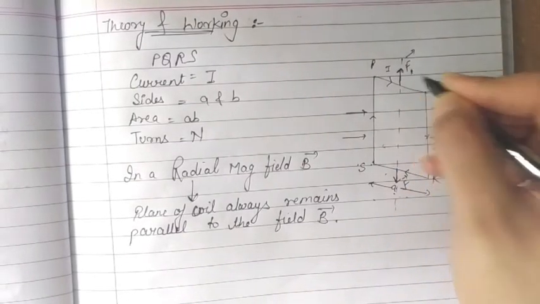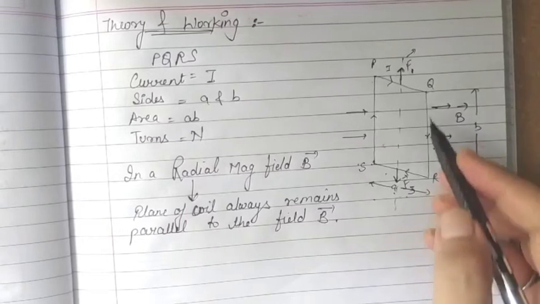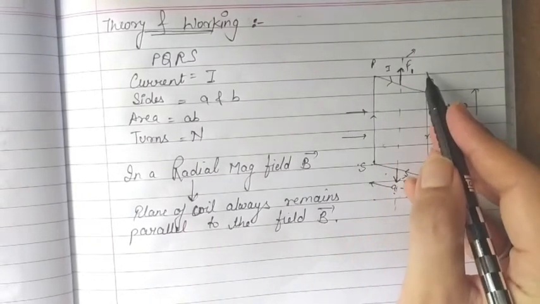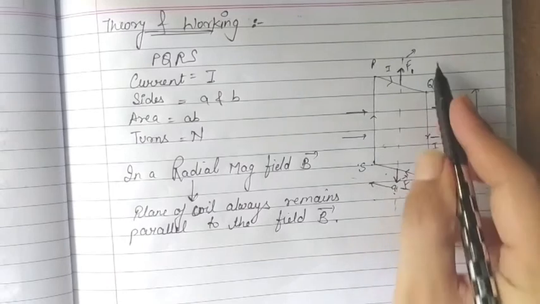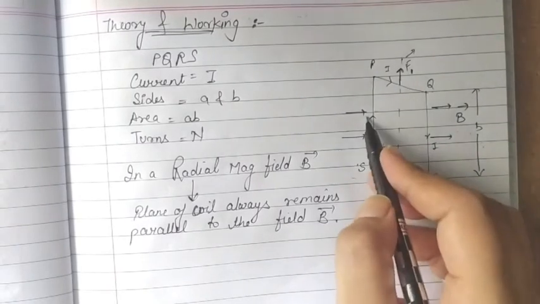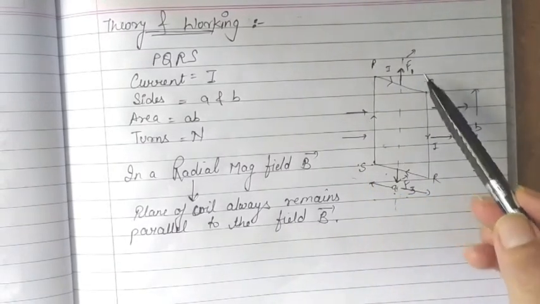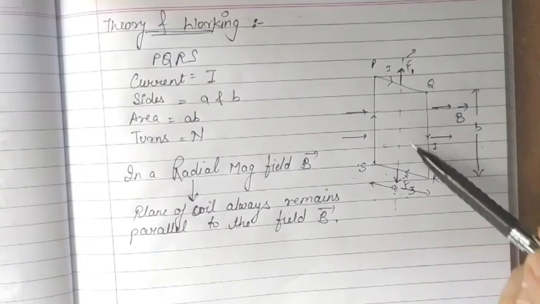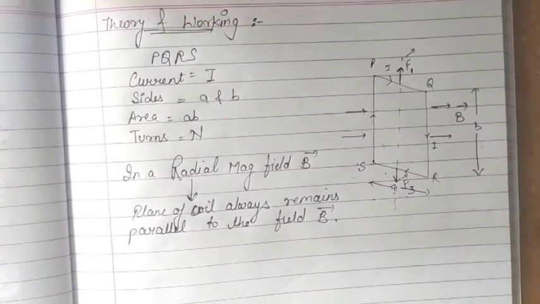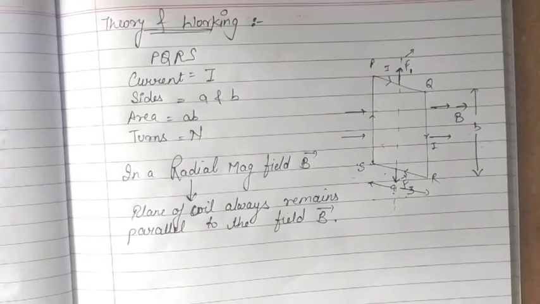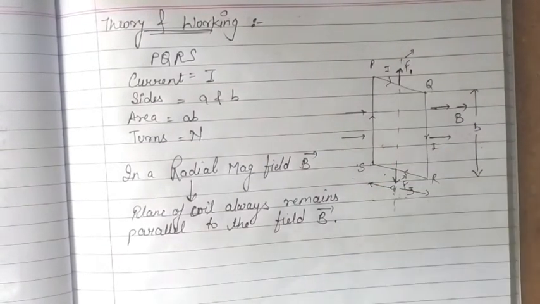These forces can be found by using Fleming's left hand rule. We will consider 4 forces, one on each side: F1, F2, F3 and F4. First I am talking about F1 and F3. When we find these by using Fleming's left hand rule, we get them as collinear, opposite and also equal. So they will cancel out each other and the resultant of these forces will be 0.